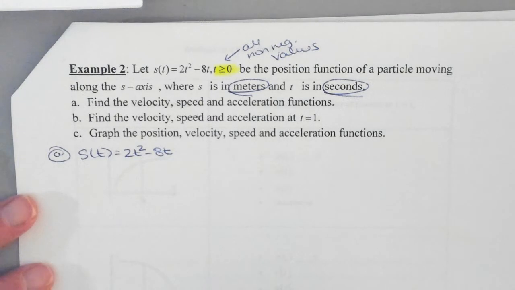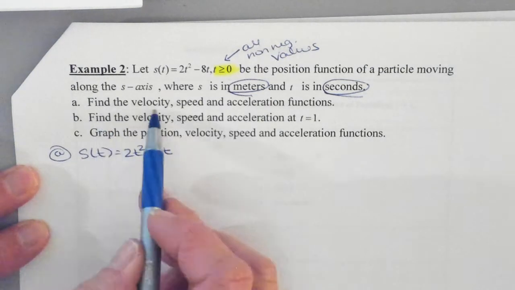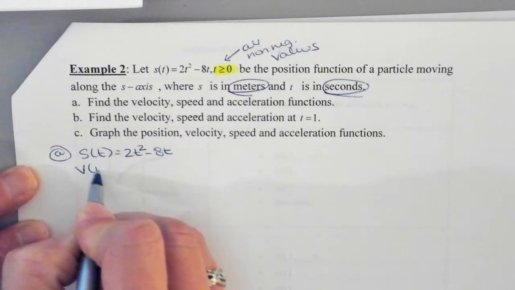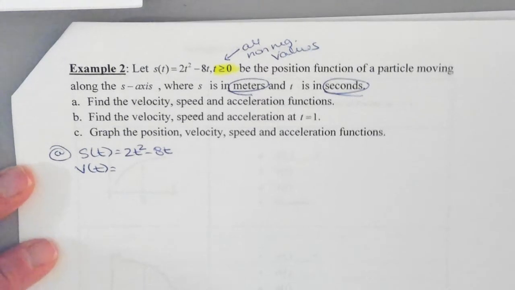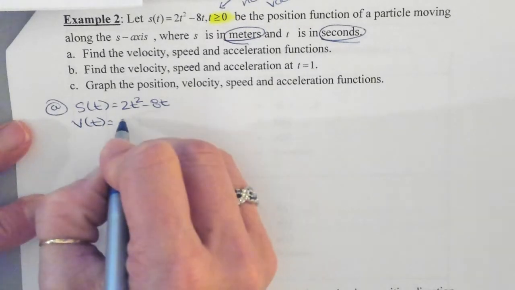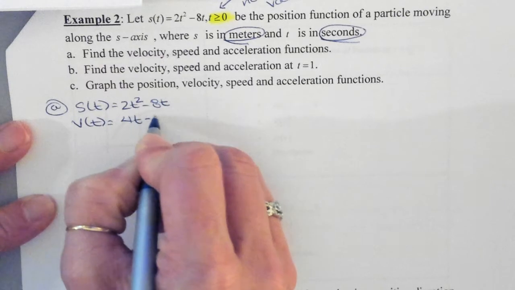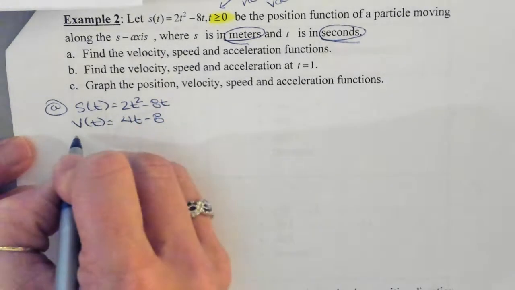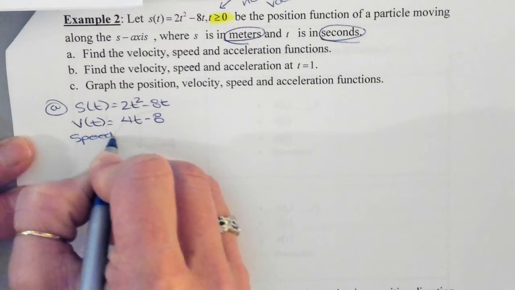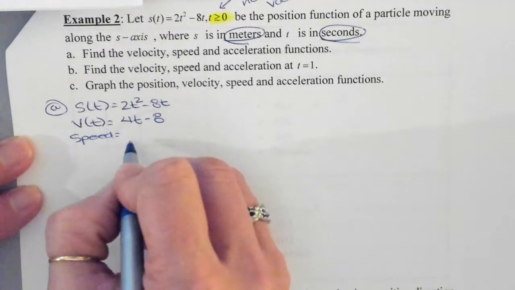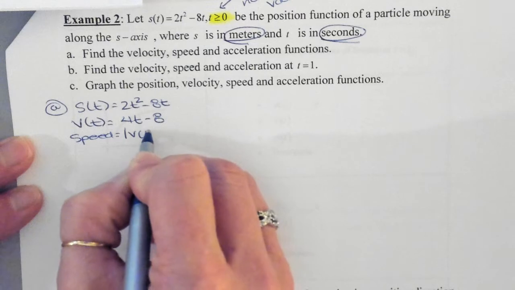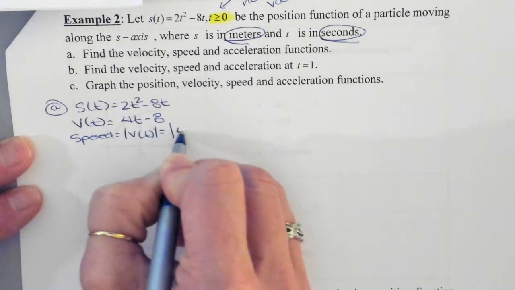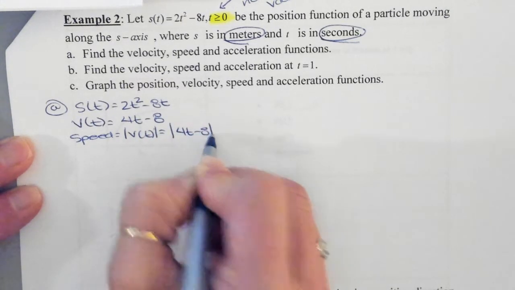All right, so we want to find the velocity. Velocity is what? The derivative of the position. So this is going to be what? 4t minus 8. Okay, done. There's the velocity. What about speed? Just the absolute value of this. So this is the absolute value of v of t, which is equal to the absolute value of 4t minus 8. Okay, 2 for 1.